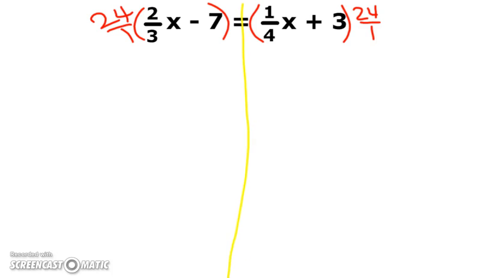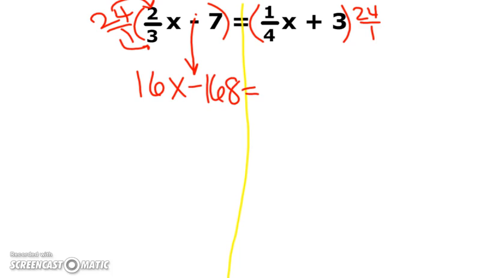All right, so 24 times 2 is 48, divided by 3. 48 divided by 3 is 16. So I have 16x minus 24 times 7 is 168 equals, and I'm doing this in my head, but of course you have calculators. 24 times 1 is 24 divided by 4 is 6x. 24 times 3 is 72. I'm sorry, that should be plus 72. Again, now it looks like something we can solve.